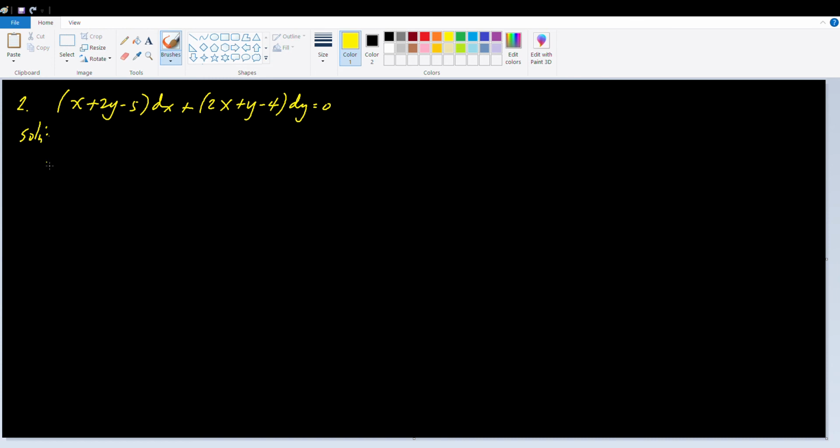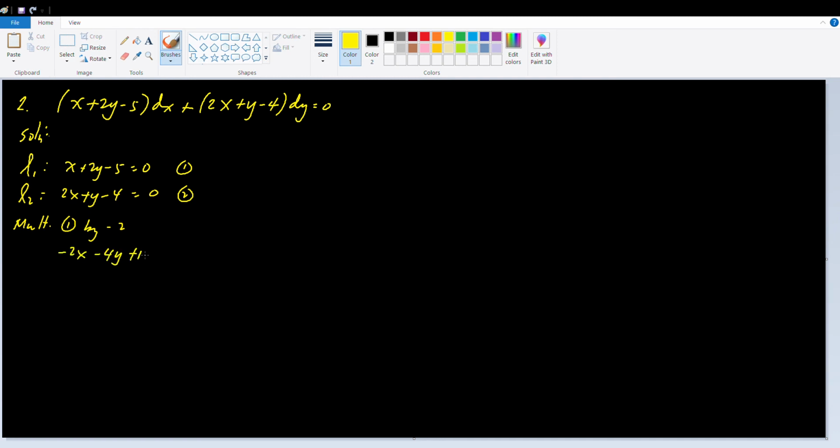So let L1 be the line x plus 2y minus 5 equal to 0, and L2 the line 2x plus y minus 4 equal to 0. Call them equations 1 and 2. Let us multiply equation 1 by negative 2 in order to eliminate x. So that will be negative 2x, negative 4y plus 10 equal to 0.